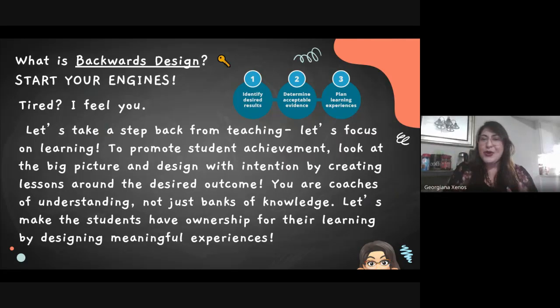So not only are you coaches of understanding, you are sure banks of knowledge, but you have to remember that you are coaching these students. You are a guide per se, even a tour guide on our little adventure, right? So let's make the students actually have ownership in their learning, by designing meaningful experiences. That way it's taking a lot of the pressure off of you and allowing the students to take their learning into their own hands, feeling responsible for that commitment to their own learning.